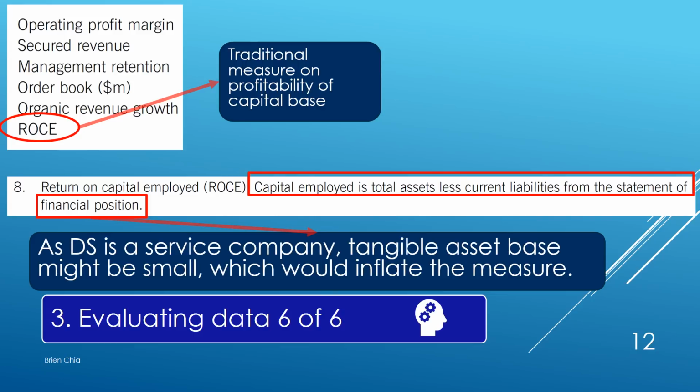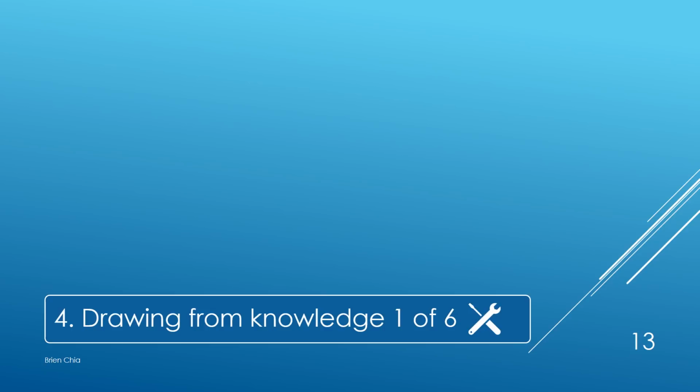So now we've done step 3, we've evaluated the data which is available to us. We now need to start thinking about applying our knowledge on how to answer the question. Okay, so now we are in step 4 of our 5-step question approach process, which is drawing from our knowledge. That means based on what we have studied, we're going to answer the question and start thinking about it.